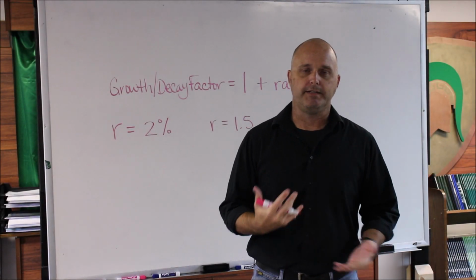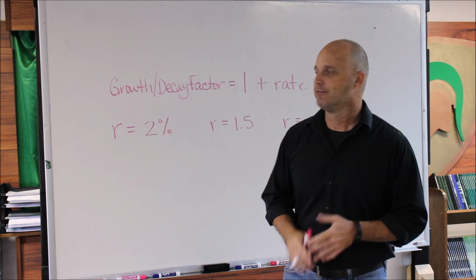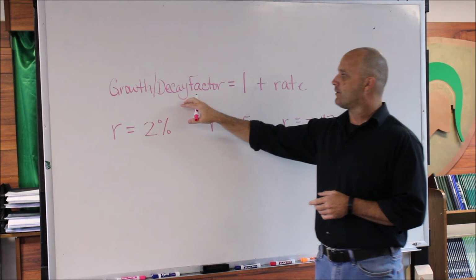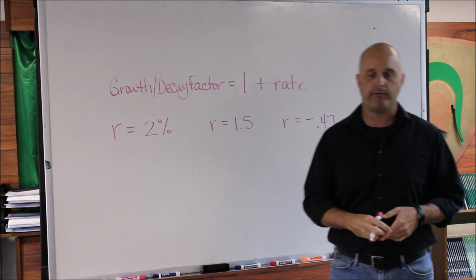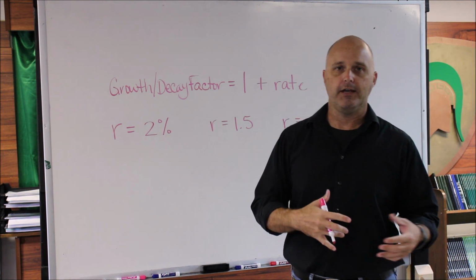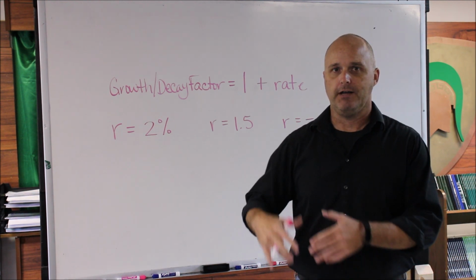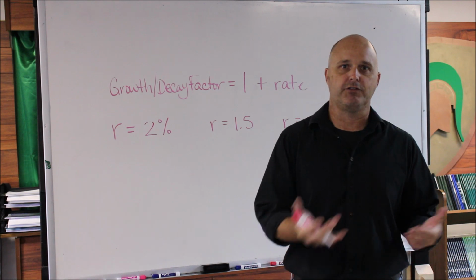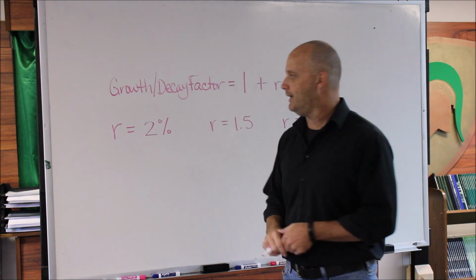All right, so the next thing that we need to take a look at is growth and decay factors and how you calculate these things. So growth or decay factor is calculated by setting it equal to 1 plus the rate, whatever the given rate is. Now, if you're given a rate that's in percentages, you're going to have to change that over to decimal. If you're given a rate as a fraction, you're also going to have to change that over to a decimal in order to be able to get what your growth or decay factor is.